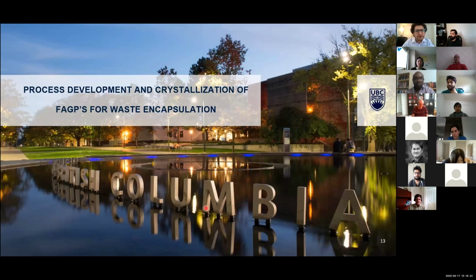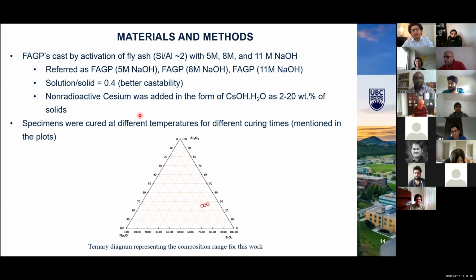I will briefly explain a few experiments that I've carried out, which are dependent on the process development and test and crystallization of FAGPs for waste encapsulation. The material that I used was fly ash, which had a silica to aluminum ratio around 2, which is considered really good for cesium encapsulation based on previous literature.